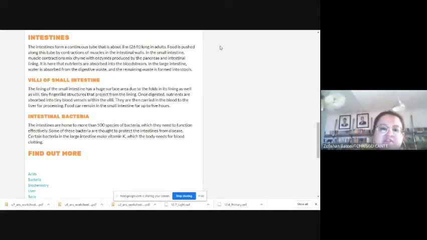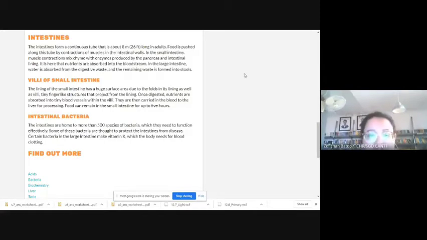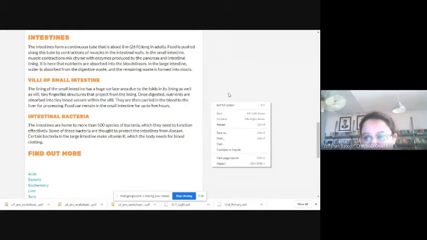All right. So intestinal bacteria, what are intestinal bacteria? This is a fun fact, that our intestines are home to more than 500 species of bacteria which they need to function effectively. Okay, so some of these bacteria are thought to protect the intestines from diseases. So most of the bacteria which are present in our intestines help in protection of our intestines from different other diseases.